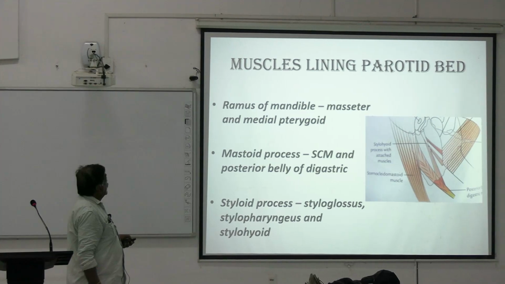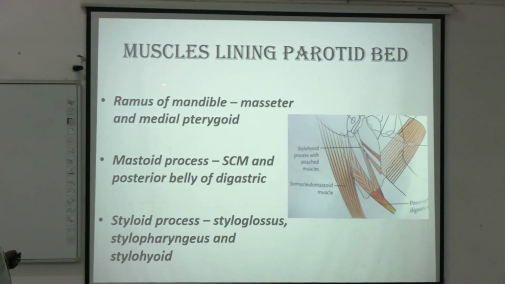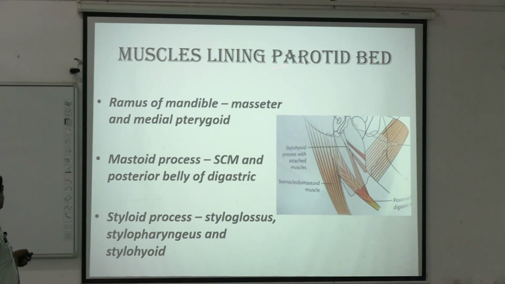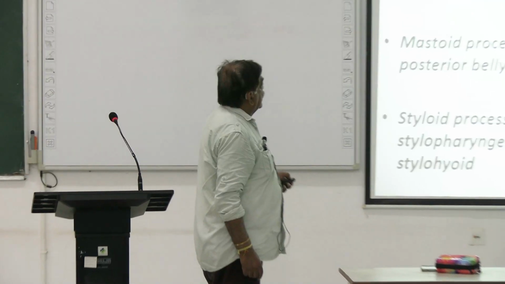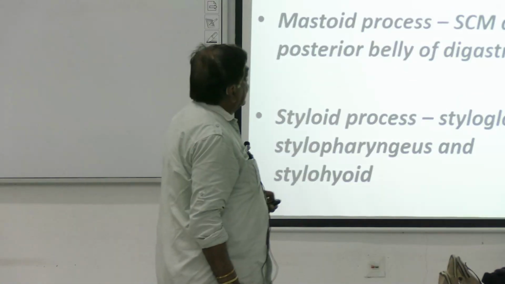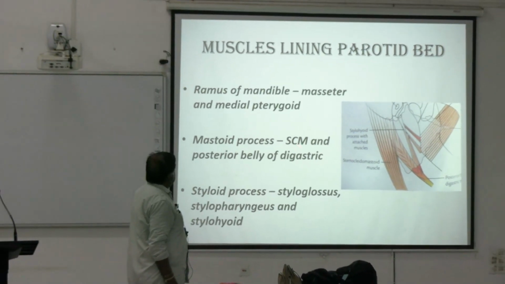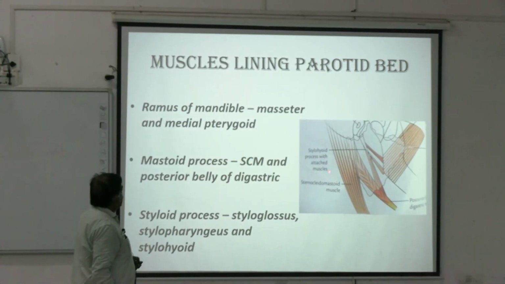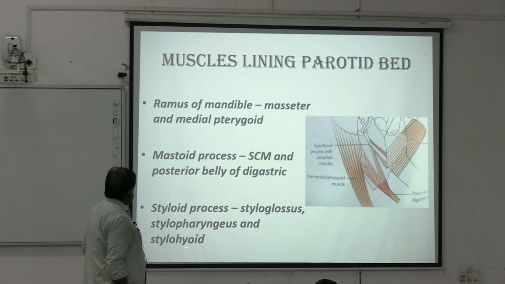Next. Now, muscles lining the parotid bed. Important. The muscles lining the parotid bed: ramus of the mandible, masseter and medial pterygoid. You can see the masseter muscle and mastoid process and the posterior belly of the digastric. Posterior belly of the digastric muscle. Styloid process, styloglossus, stylohyoid, and stylopharyngeus.